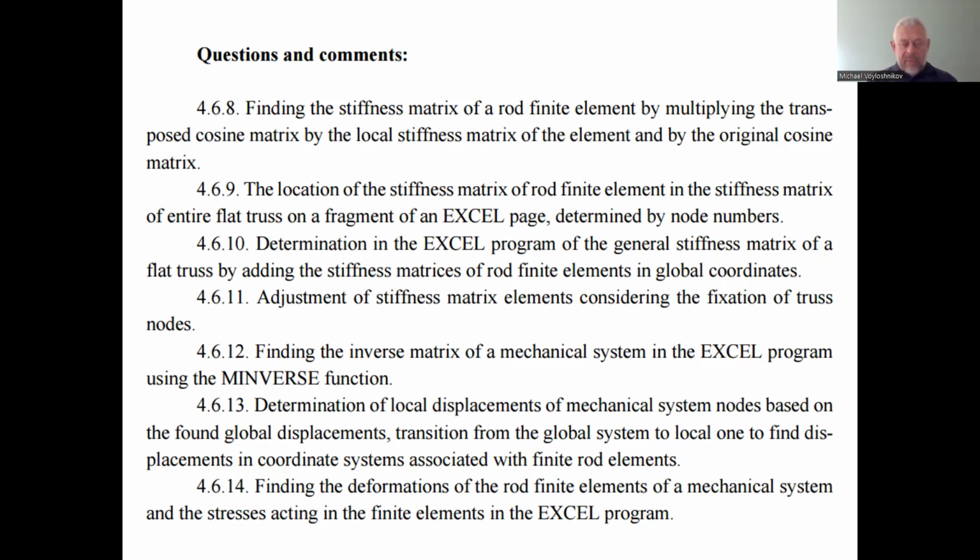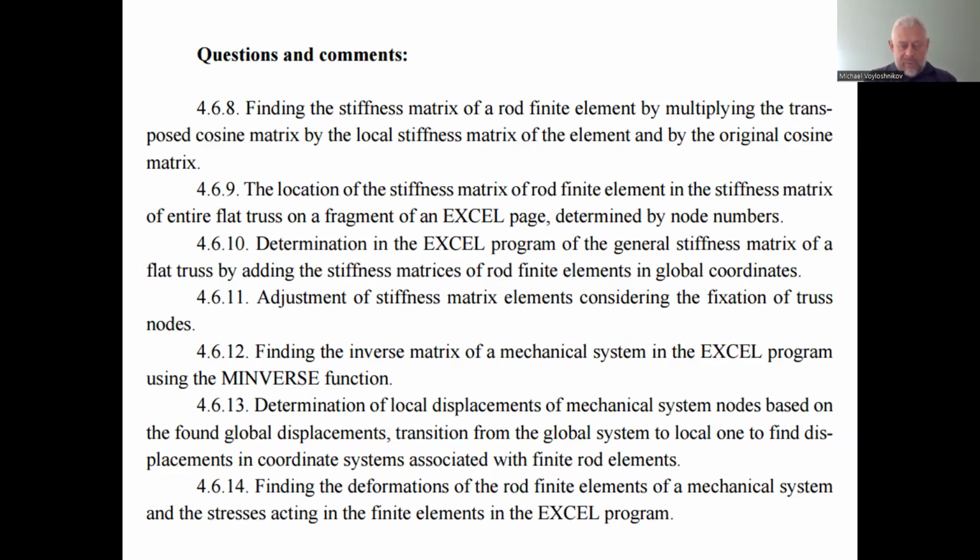4.6.13, determination of local displacement of mechanical system nodes based on the found global displacements. Transition from the global system to the local one to find displacements in coordinate systems associated with the finite rod elements. When we have the displacements of the ends of finite elements in the global coordinate system, we have to first transform these displacements to the local coordinate system.